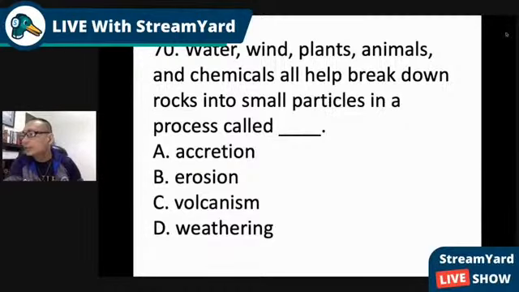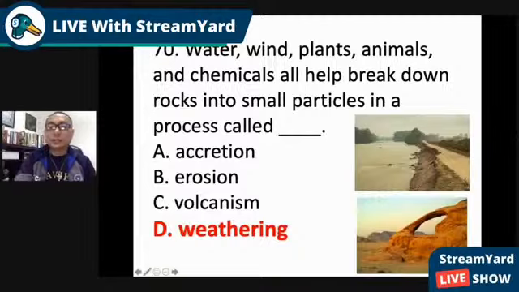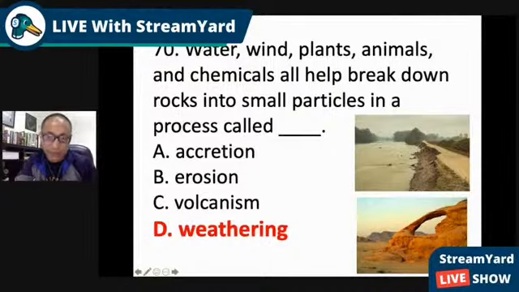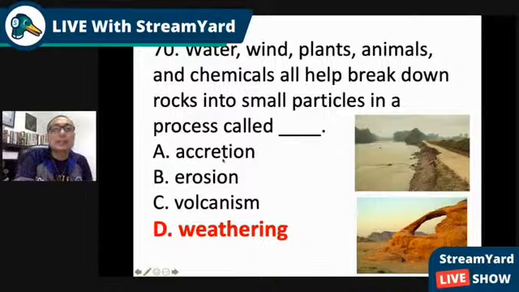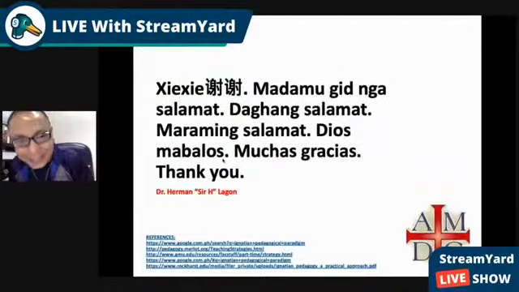Okay, answers. The answer is weathering, correct, no? So the one at the bottom is weathering. The one on top is what we call erosion. And the process of moving from one to the other is called accretion. That's why in law, there is also an accretion law. Okay? So that's it. That's 70 items.